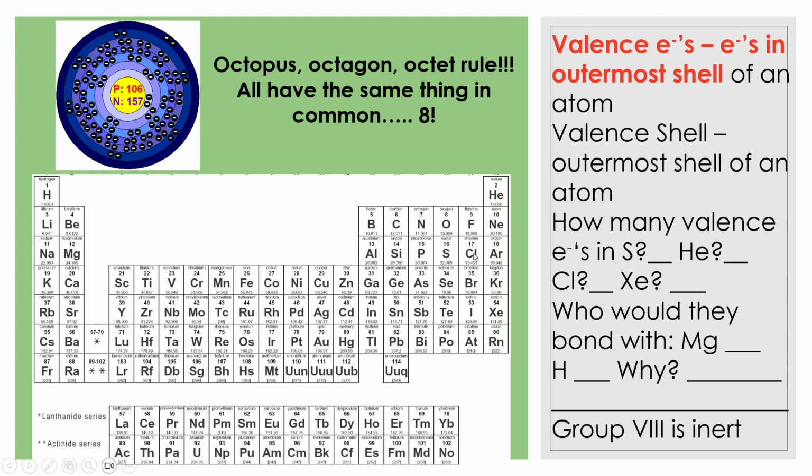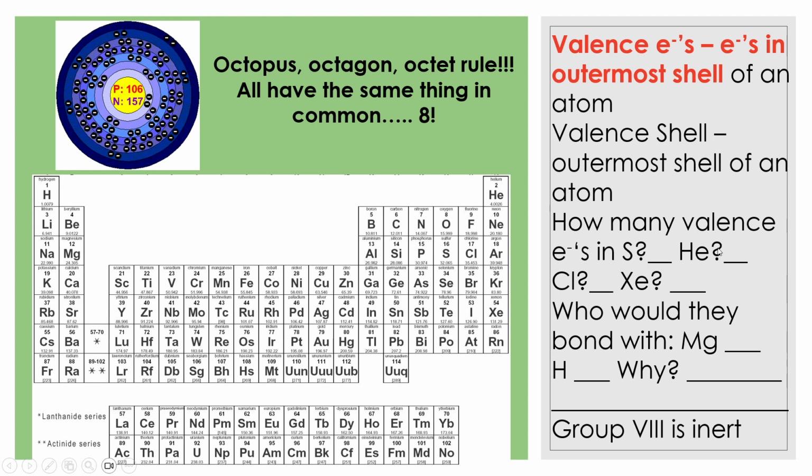But chlorine here, he's in group 17. So he's got 7 valence electrons, right? Remember sodium? Whoop! He's right here in group 1. He's only got 1 valence electron. But 1 plus 7 gets you to 8. And that's why sodium and chlorine bond together to make salt.